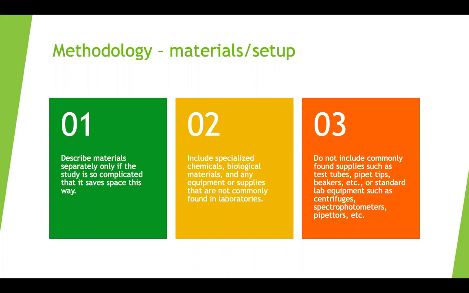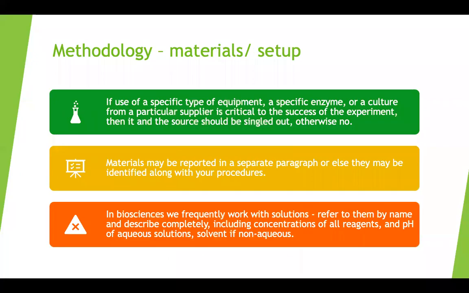Normally people draw some diagrams as well so that the reader can easily understand how the data has been collected or how the experiment has been conducted. If use of a specific type of equipment, a specific enzyme, or a culture from a particular supply is critical to the success of the experiment, then it should be singled out, otherwise not. So this is very important, particularly in biology and chemistry experiments or scientific experiments: if there is a very specialized piece of equipment or technology you are using in your experiment, then you should explicitly mention it and also mention the name of the company or source.